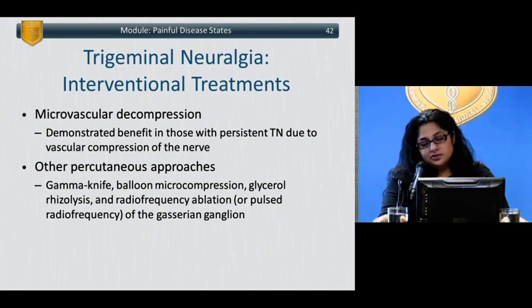Some of the interventional treatment options for trigeminal neuralgia if medication management fails include microvascular decompression, and that's basically indicated for situations when there's vascular compression of the nerve, which occurs in classic trigeminal neuralgia. Other interventional modalities include gamma knife, laser, and radiofrequency ablation of the Gasserian ganglion as well.